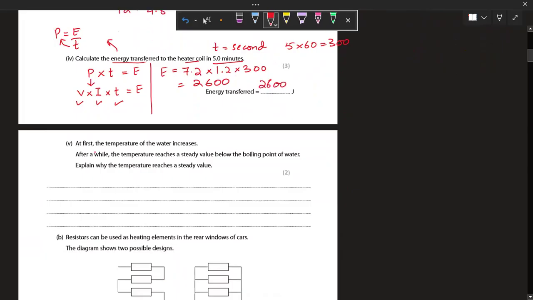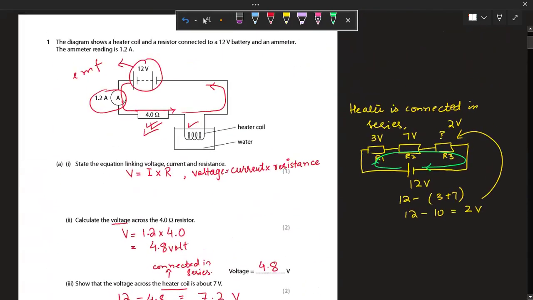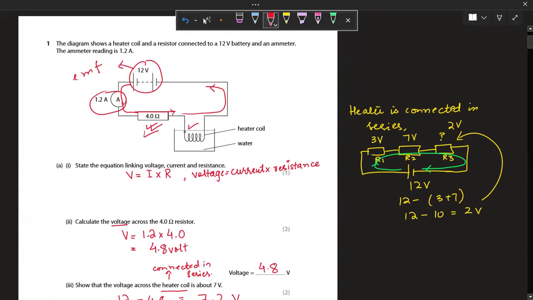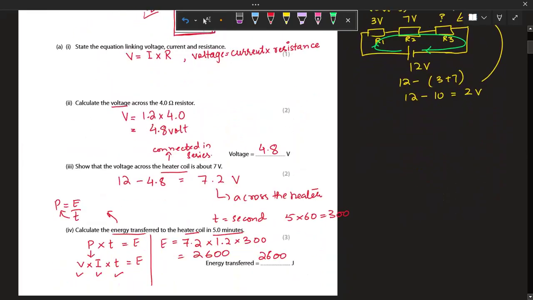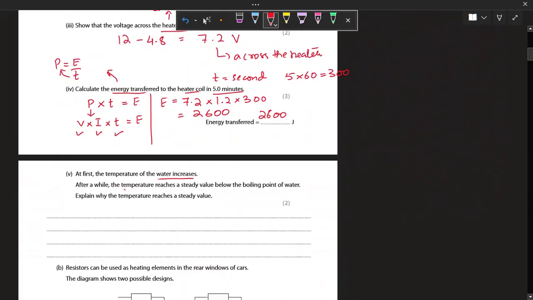At first, the temperature of the water increases. The heating coil is inserted in the water, so the water will gain thermal energy. As the heater gets heated, it supplies thermal energy to the water. After a while, the temperature reaches a steady value below the boiling point of the water.